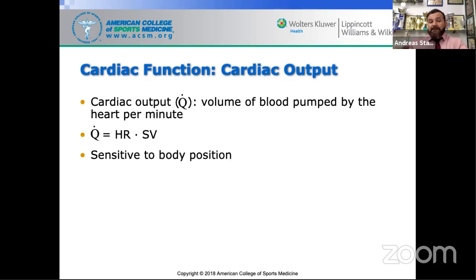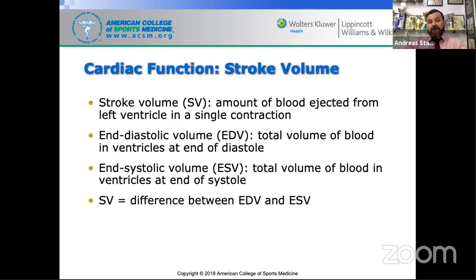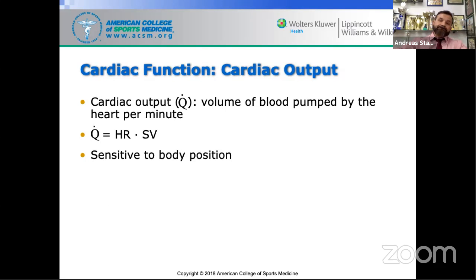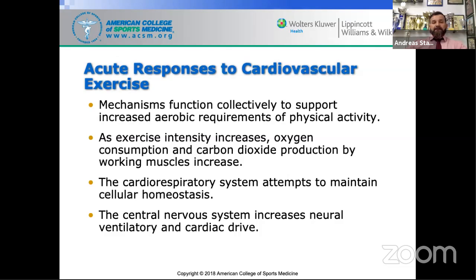Cardiac output is sensitive to body position, and stroke volume is also sensitive to body position. Acute responses. What's acute? Acute is short term, right after we do something. And in this case, we talk about cardiovascular exercise, cardio, aerobic.